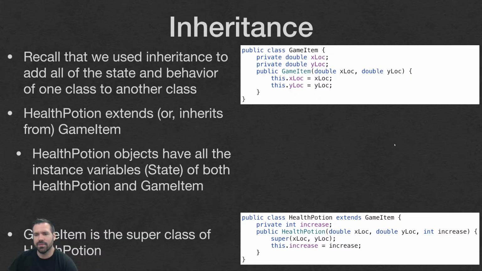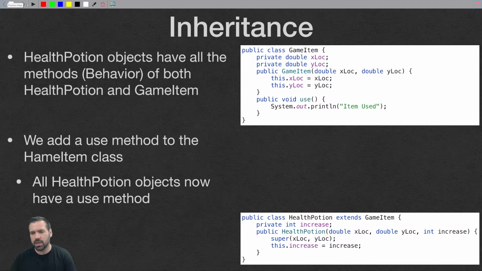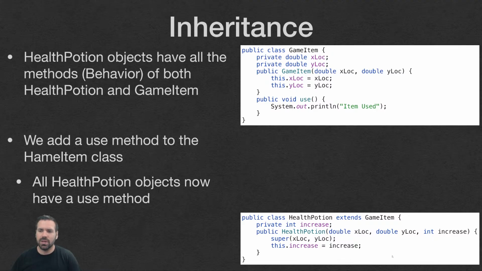But what if we don't want every single piece of functionality? So say we add this use method to the game item class that's just going to print out item use. Just some generic item was used. Maybe it would remove that item from a player's inventory and have some basic behavior of using an item. But in the super class, we can't really do much with it. But sometimes these are called base classes.